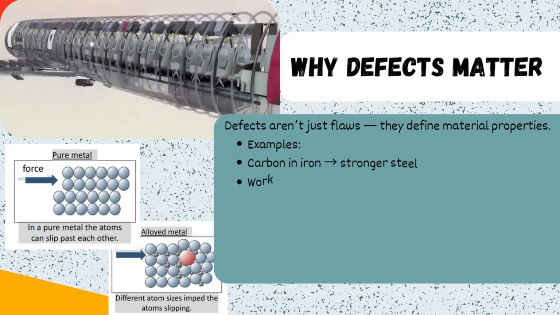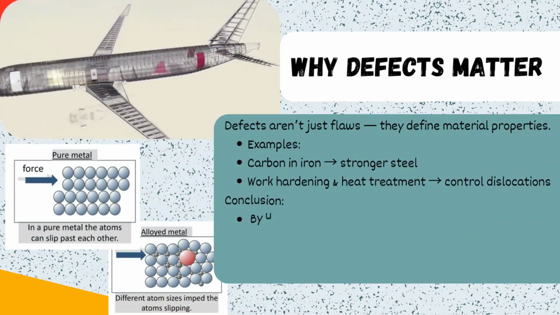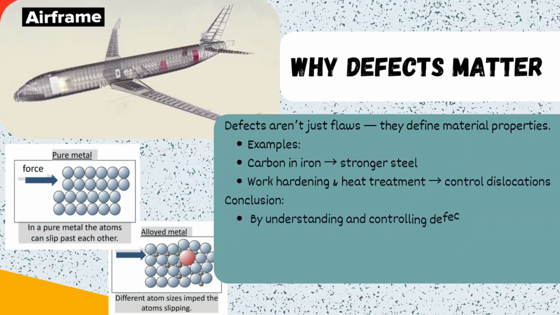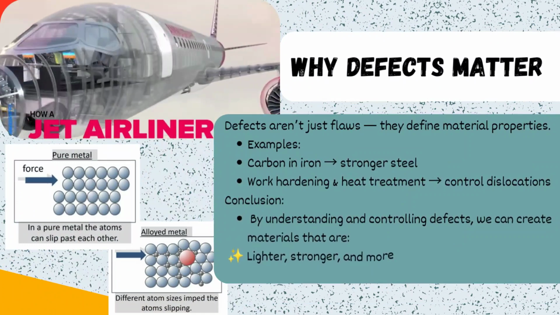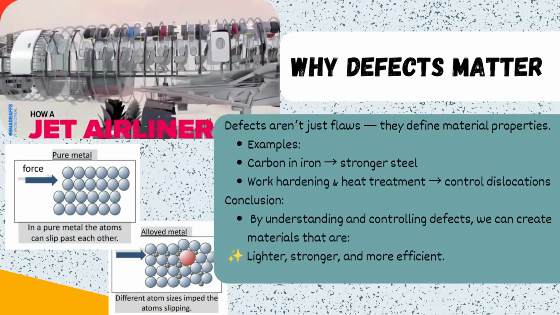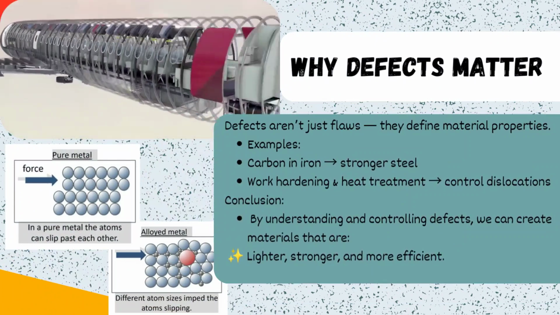A process like work hardening or adding alloying elements can stop the dislocations from moving too easily, and that makes the metal tougher. For example, in airplane parts or construction materials, engineers purposely design the structure to have a certain dislocation behavior so the metal can handle stress without breaking.